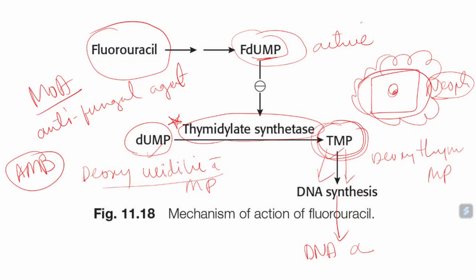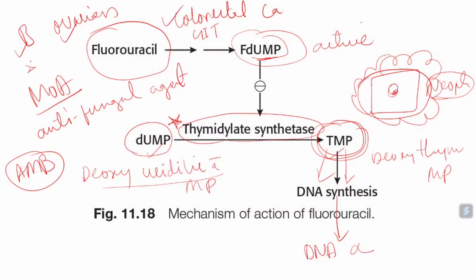Anyways, remember one point, 5-fluorouracil is especially used for colorectal cancer, colon and rectal cancer. Actually, these are the lower GI tract areas, and in upper GI tract cancers also, fluorouracil is used. Along with this, it is also used for breast cancer and for ovarian cancer. So 5-fluorouracil is effective for breast cancer, ovarian cancer, colorectal cancer, and other GI tract related cancers. This is an important point we have to remember.